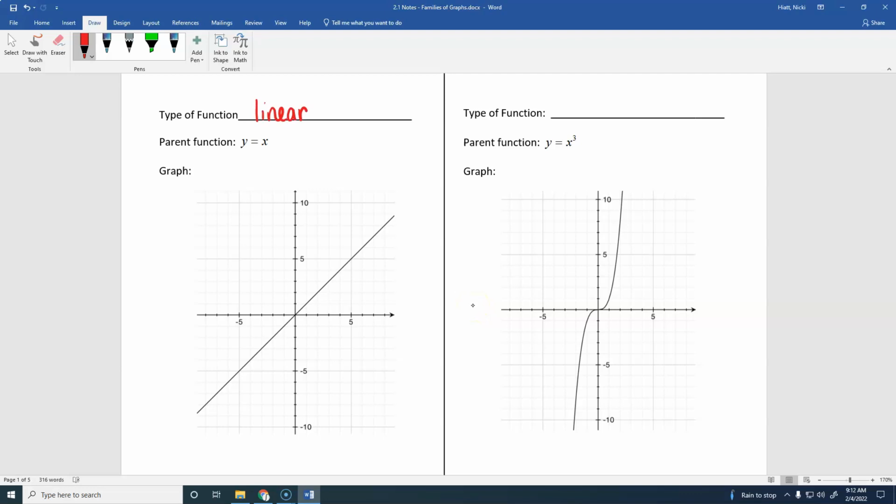Technically, constants are also linear, but constant is just like a more specific type of function. When I talk about linears, I'm typically talking about slanted lines, ones that are not vertical or horizontal. Your parent function for a linear function is just going to be y equals x. Just y equals x. Over here we have a cubic.